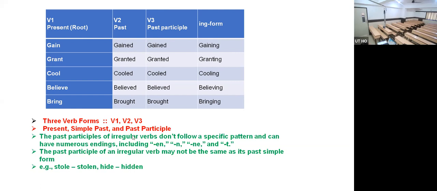So V1 refers to the present, V2 refers to the simple past, and V3 refers to the past participle, right? And when you talk about past participles, there can be verbs which don't follow just the ed pattern. They can have en, n, ne, t, etc. Like say, stole becomes stolen, hide becomes hidden. So these are just a few examples.